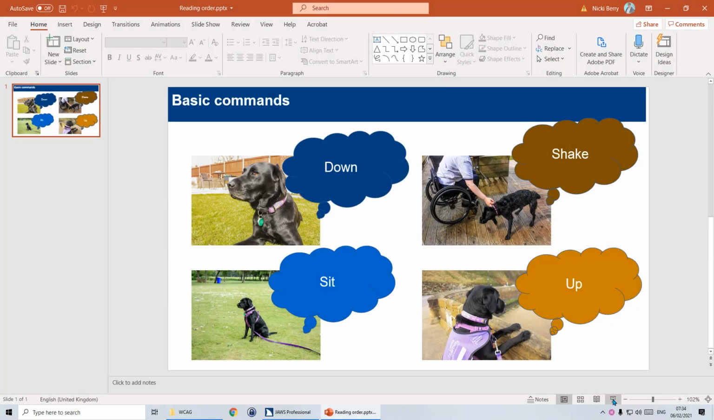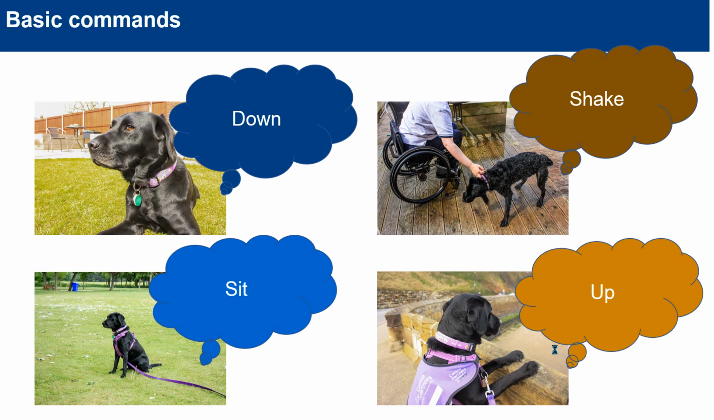Basic commands slide. Slide 1 basic commands. Heading level 1 basic commands. Black Labrador lying down on the lawn. Image. Down. Black Labrador being washed and shaking all the water off. Image. Shake. Black Labrador sitting on a field. Image. Sit. Black Labrador standing on back legs with front paws on a wall. Image. Up.